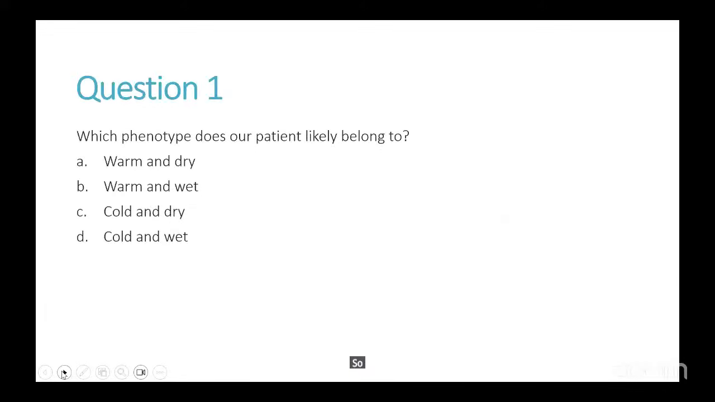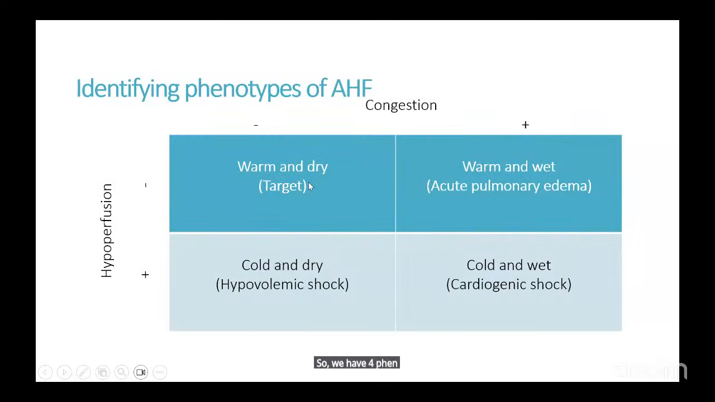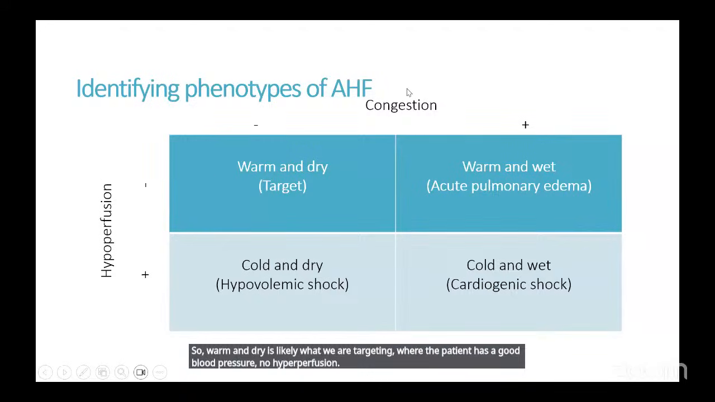So just to quickly revise what Dr. Prerna had also discussed beautifully. So we have 4 phenotypes of acute heart failure. So warm and dry is likely what we are targeting, where the patient has a good blood pressure, no hypoperfusion, and there is no congestion also.